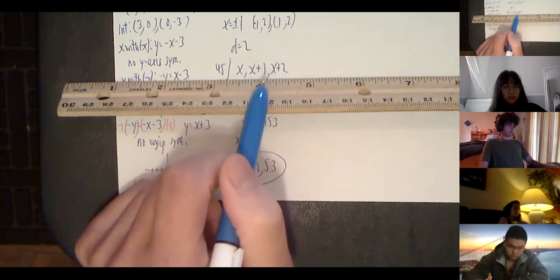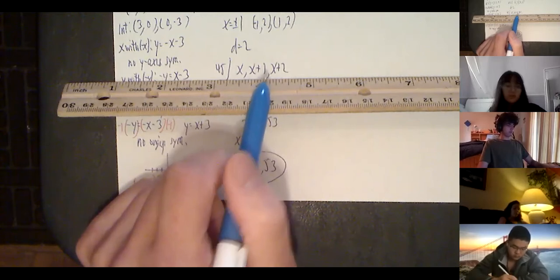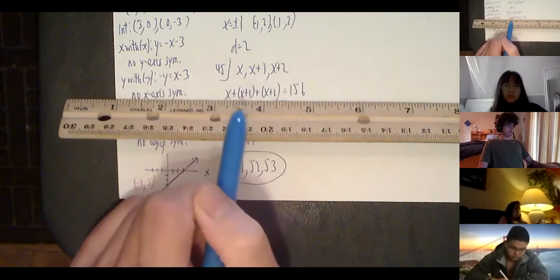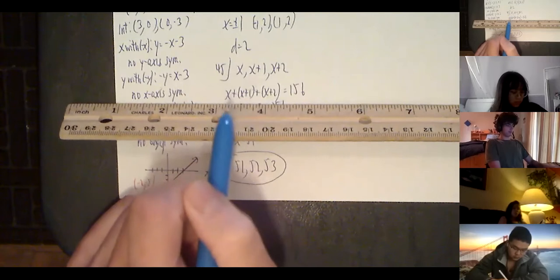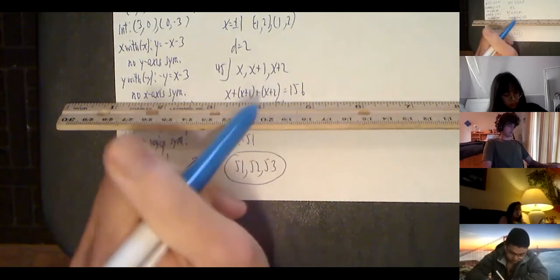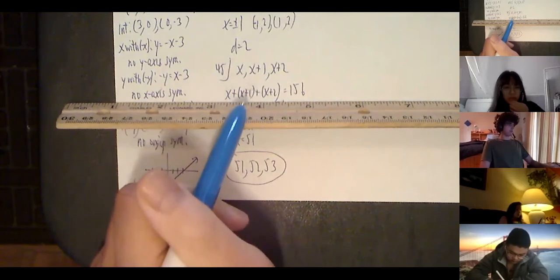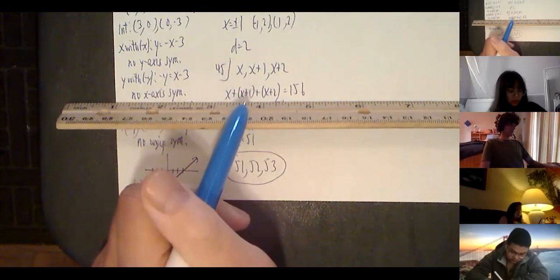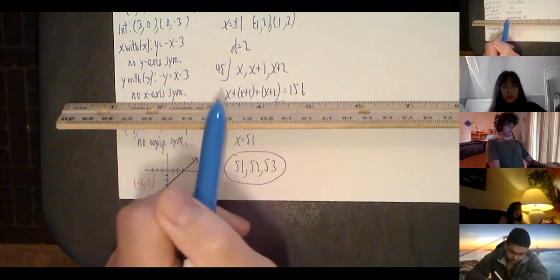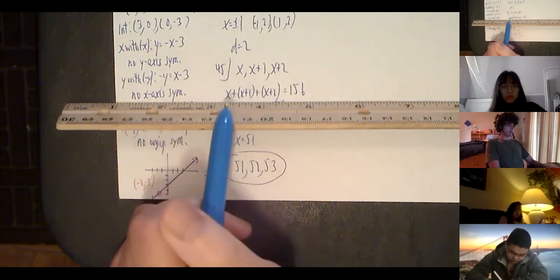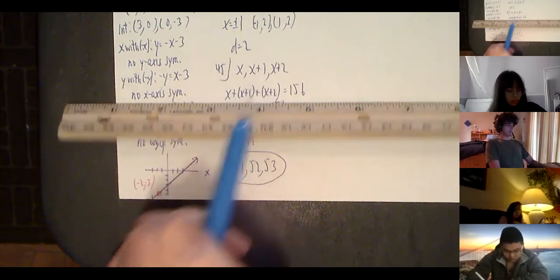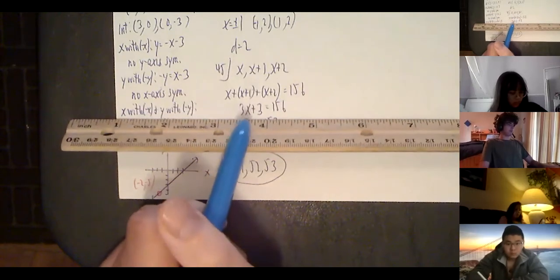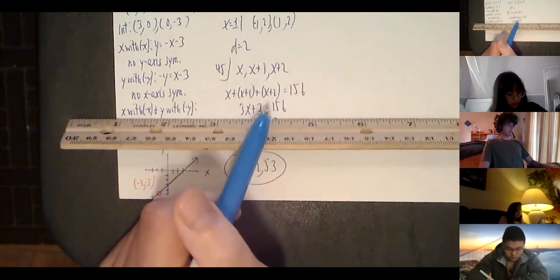Now the words say the sum is 153, or 156, sorry. So you add them up: x plus x plus 1 plus x plus 2 is equal to 156. And then I just worked that out. So x plus x plus x is 3x, and 1 plus 2 is 3. So 3x plus 3 equals 156. That doesn't look too bad.